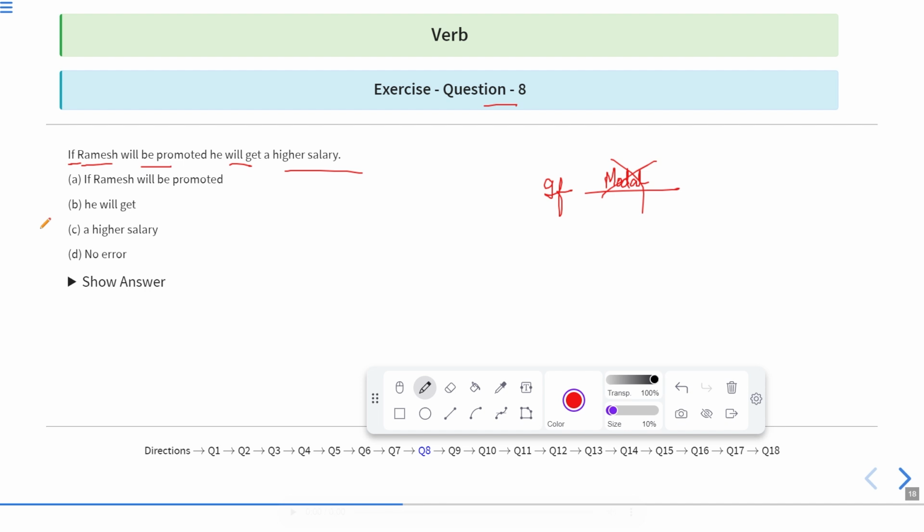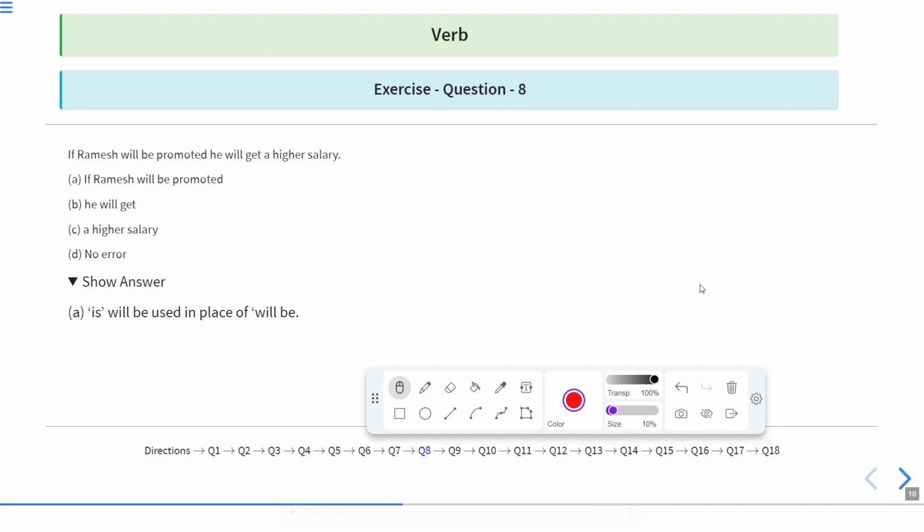In the conditional clause, the sentence is, "If Ramesh will be promoted, he will get a higher salary." If this is will, this part should be in the present tense. So this will should be removed, and we can write, "If Ramesh is promoted." Therefore, the answer is A. The A part contains the error in which will be is used in place of is. So will be should be replaced with the word is.